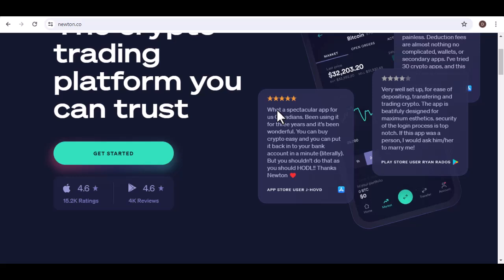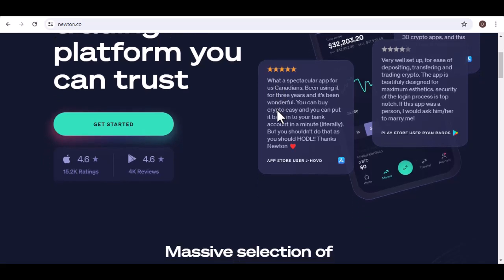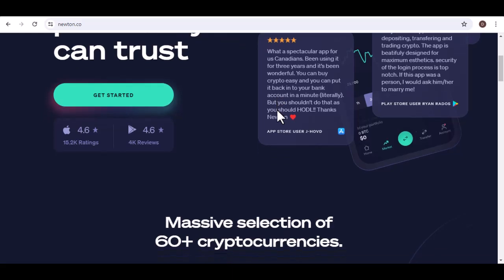Additional tips. Start small. If you're new to crypto, it's wise to start with a smaller deposit to get a feel for the process. Diversify your portfolio. Don't put all your eggs in one basket. Spread your investments across different cryptocurrencies. Stay informed. The crypto market is constantly changing. Stay updated on the latest news and trends.